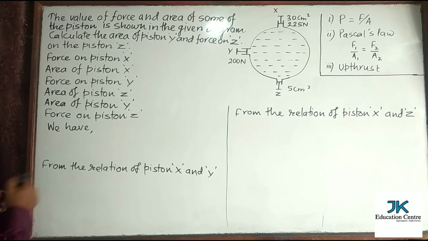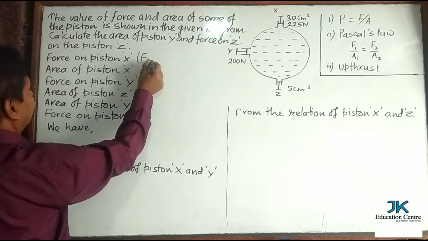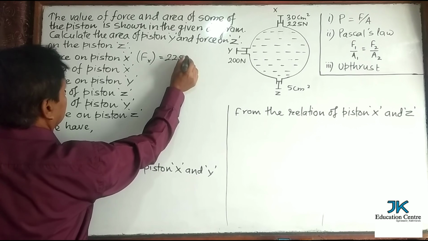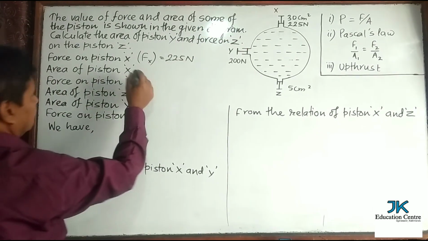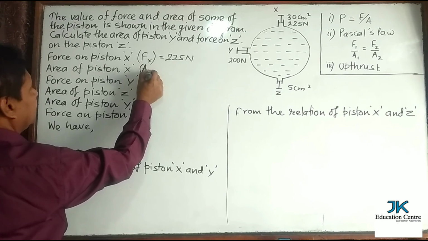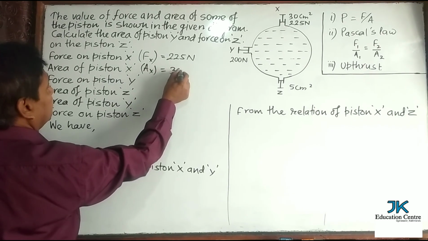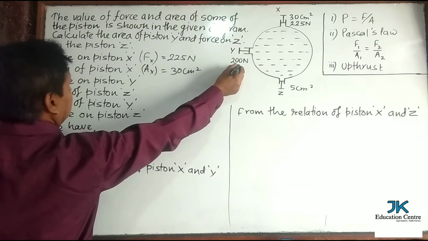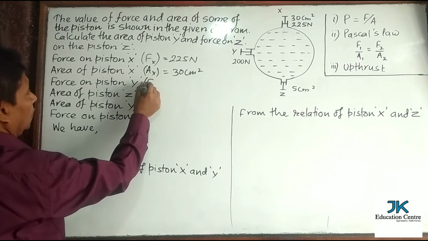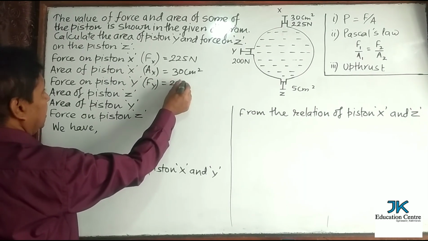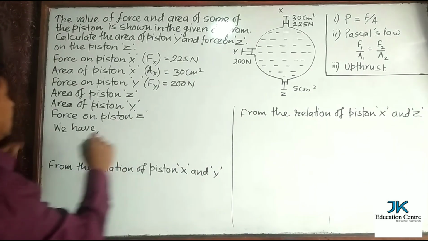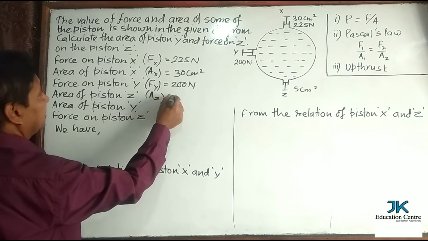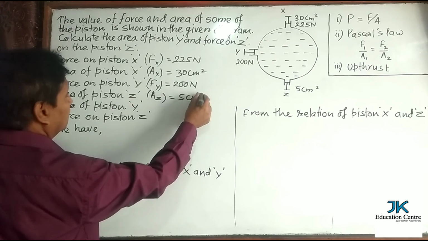Force on piston X can be denoted by Fx, and it is given as 225 Newton. The area of piston X is also given. Area of piston X is 30 centimeter square. Now force on piston Y is also given here, and force on piston Y is 200 Newton. Now look at this information also given: area of piston Z is 5 centimeter square.